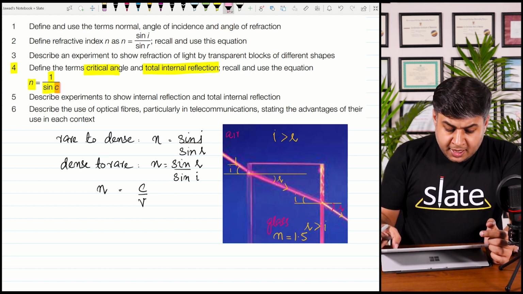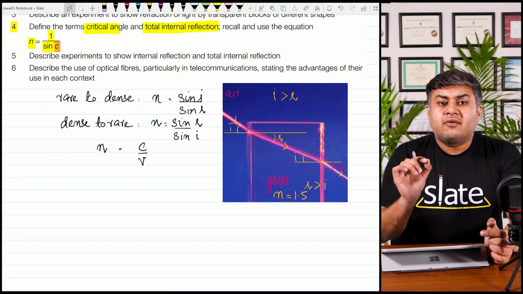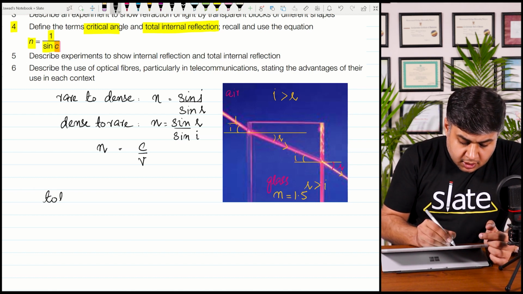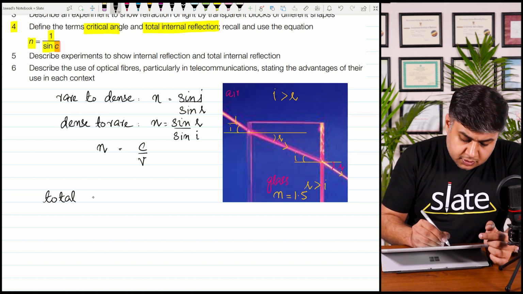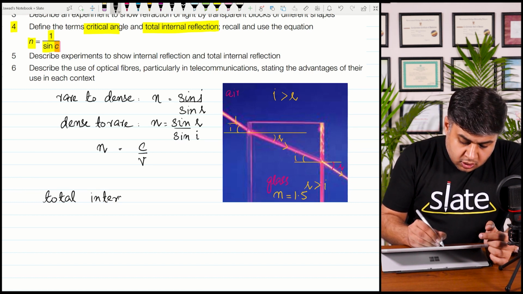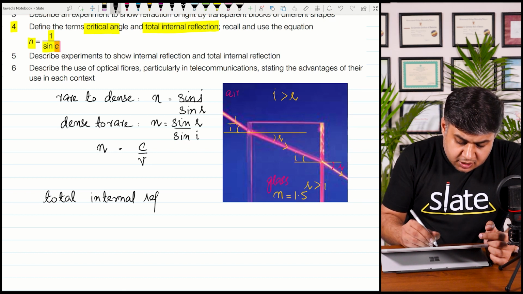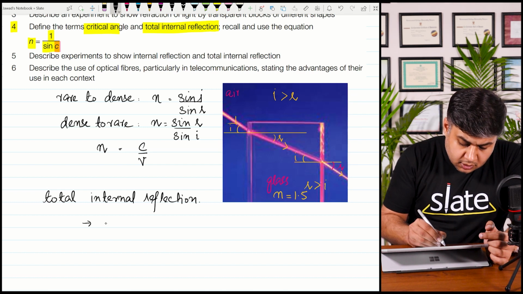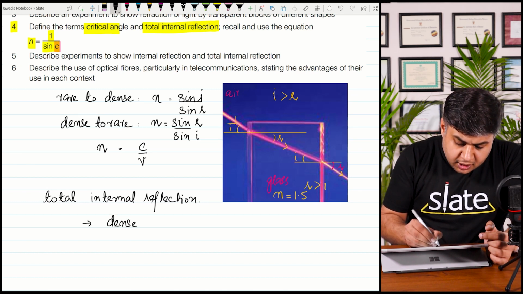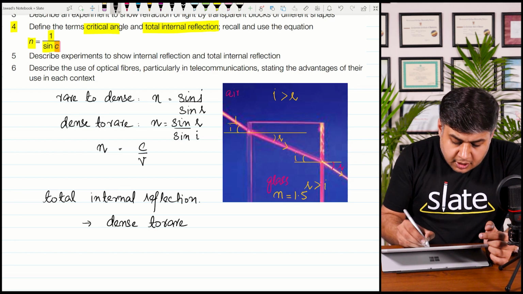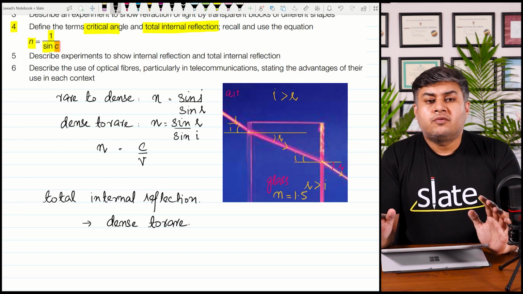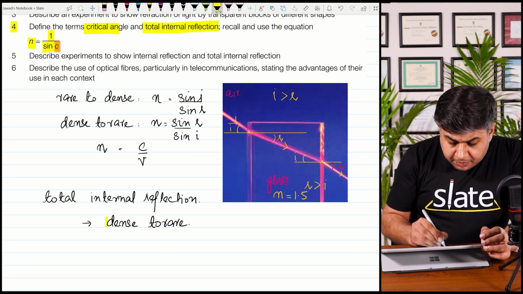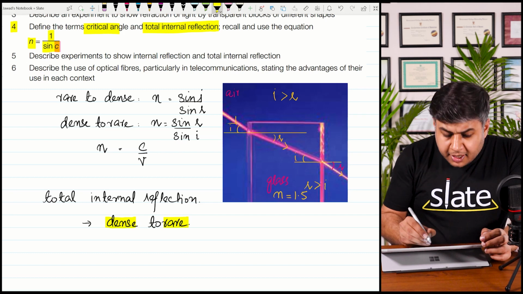Right? So the phenomena of total internal reflection takes place when the ray enters from dense medium to rare medium. Total internal reflection. This is a phenomena when the ray enters from dense medium to rare medium. This phenomena will never occur when the ray is entering from rare to dense. इसकी एक कंडीशन तो ये है कि dense medium से rare medium में जानी चाहिए.